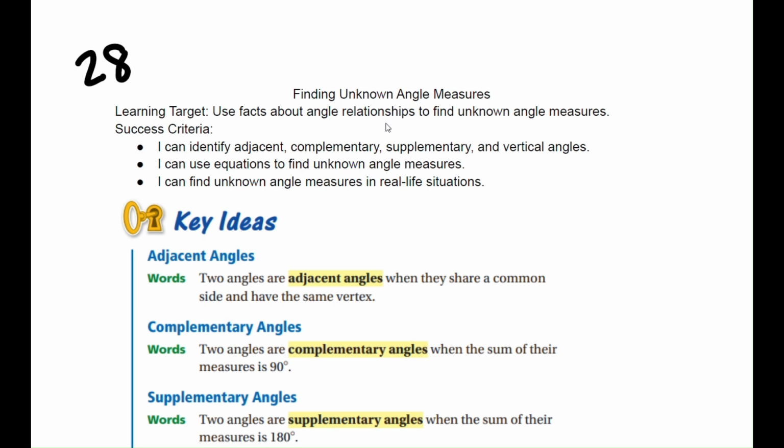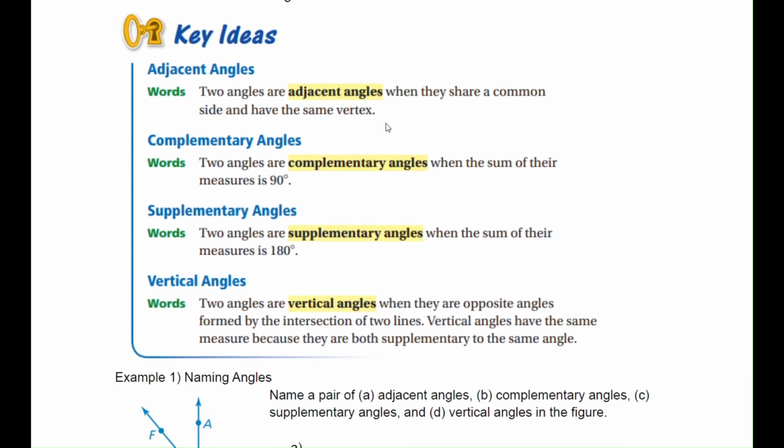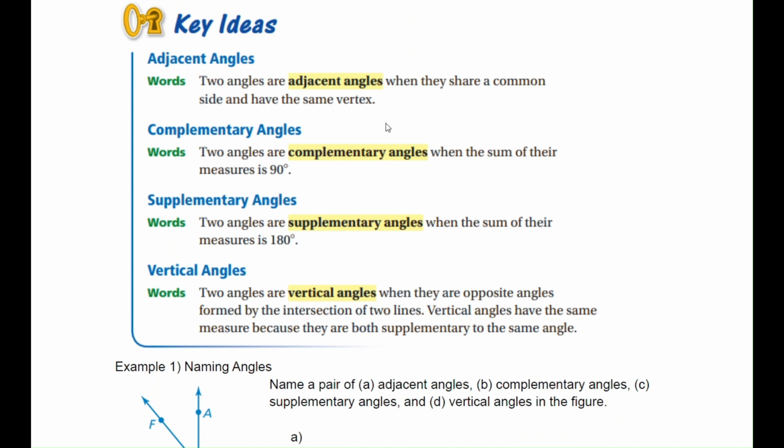Right, so today we are going to be talking about finding unknown angle measures. This takes some concepts from geometry and solving equations and puts them together to find our unknown angle measures. First, we're going to discuss some new types of angle relationships and how they relate to each other.